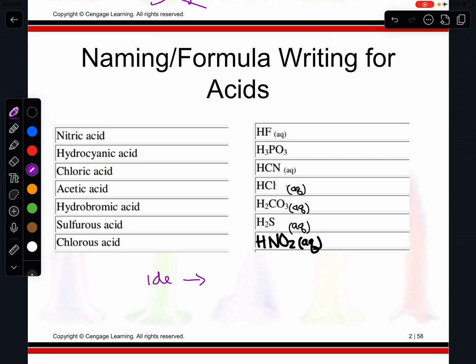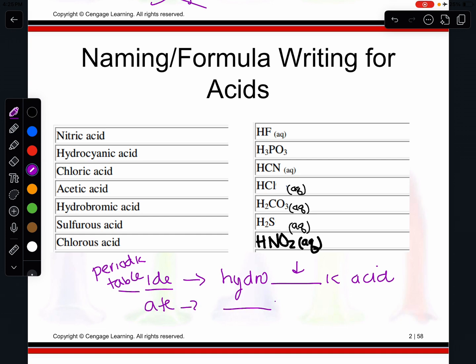But what you do have to memorize is if there is an ide ending, which remember means there's a charge from the periodic table, which is the column charge, +1, +2, +3, plus or minus 4. So if it ends in ide, it becomes hydro-ic acid. Remember, this is the root word and right here is the root word. If it ends in ate, it becomes just ic acid, no hydro. And if it ends in ite, you change it to ous acid. That's an OUS.